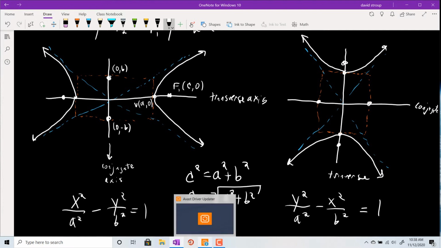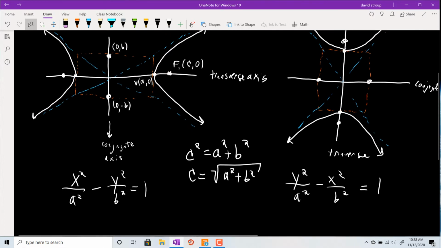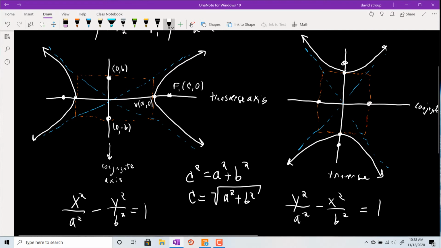What else? The asymptotes. So the asymptotes, once you figure out the a and b value, are kind of done for you, because the a and the b will determine the slope of the asymptotes. Looking at the first picture, the blue dashed lines are your asymptotes. Let me color one in yellow. Okay, so here's one of my asymptotes.